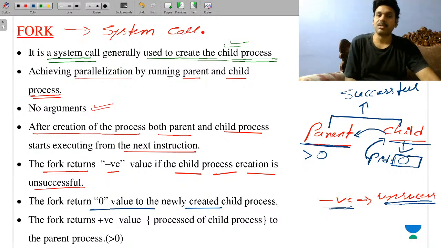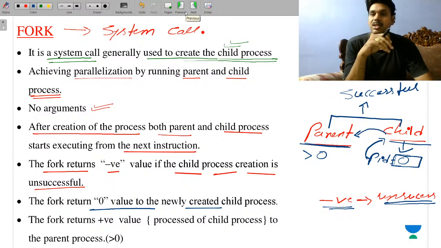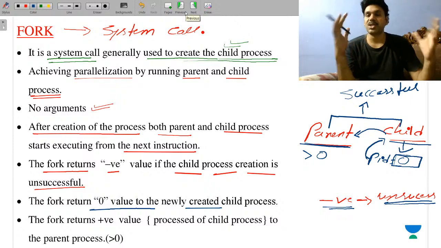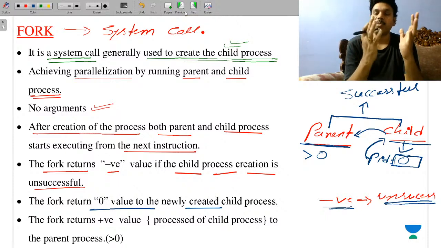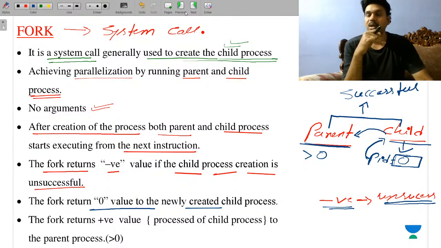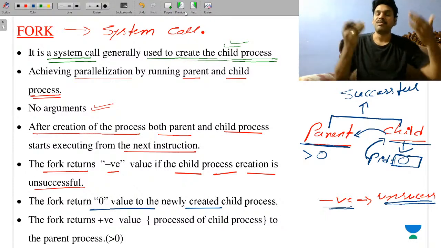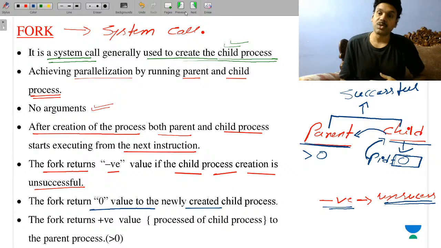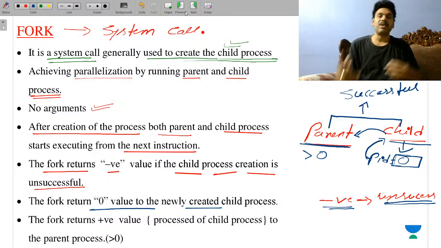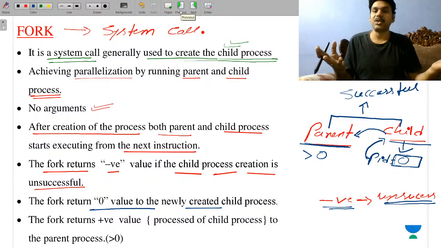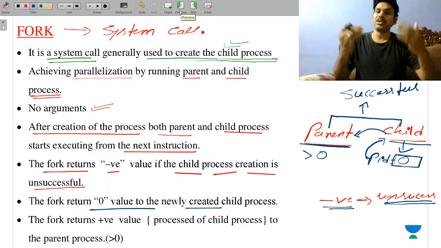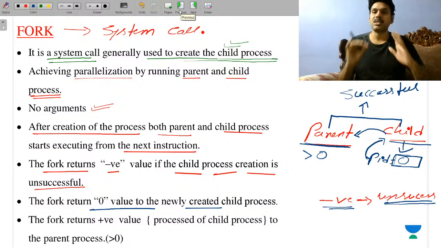Now, this is about the fork, and what else will the fork tell you? Once the child process is created successfully, the parent process and child process are exact replicas. So the child has the same copy that the parent has. Another important thing is that the parent and child will be executed from the next instruction after the fork statement. This is very important. Whenever the fork statement is called, the next time both parent and child get executed, they get executed from the next instruction only. This is an important point.